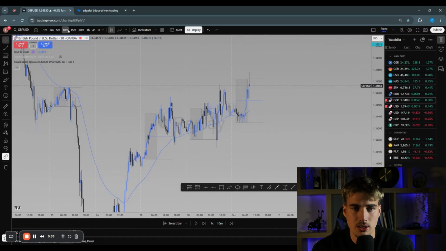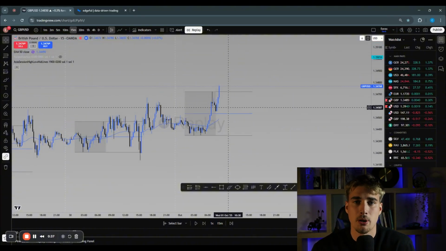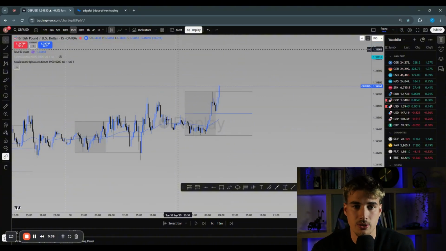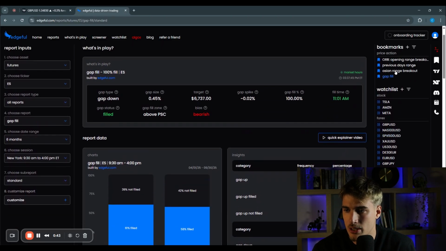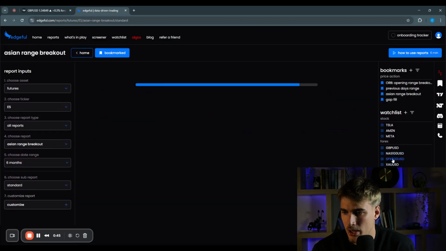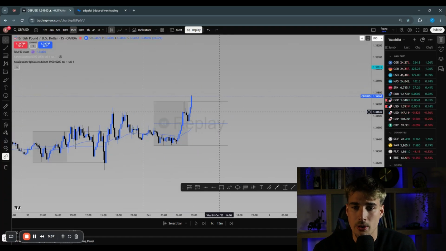Okay, so if we drop down to the 5 and the 15 minutes, again, what are we looking for to get probability in our favor is our Edgefill stats, right? And if we take a look at Edgefill on GBP USD, let's go to the Asian range breakouts, go to GBP USD, and you will see that the stats were heavily in our favor. I mean, we had a 76% green candle day, and obviously if it broke below, it would be a 68% green candle day. So we saw the crack.